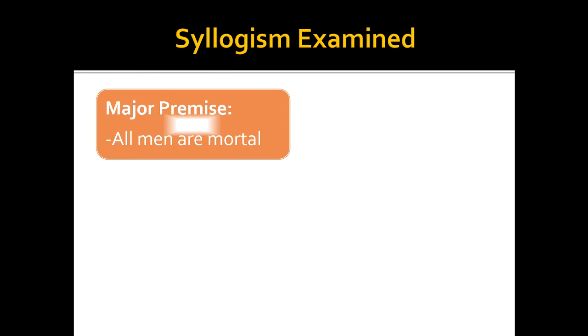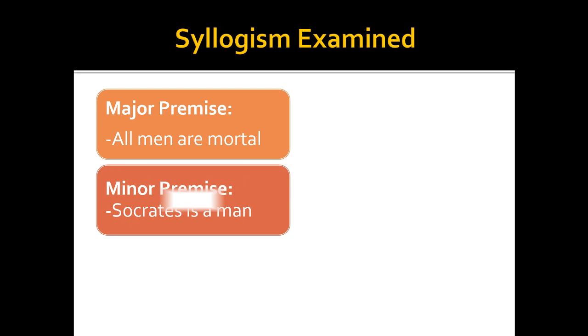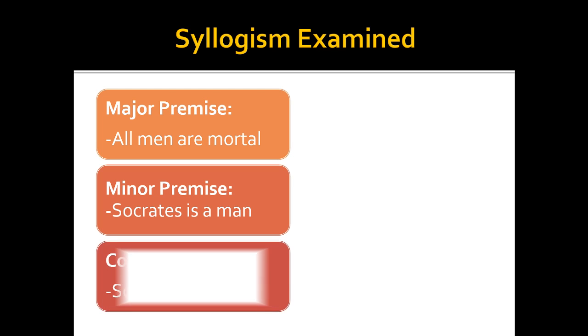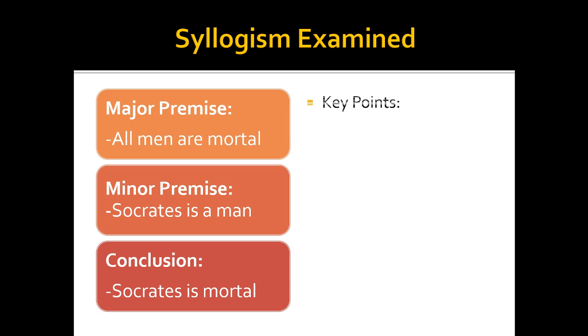So let's break this apart. We have our major premise: all men are mortal. Right? All men are mortal. Our minor premise: Socrates is a man. So what is the difference between a major and minor premise? Well, we'll get to that in a second. But you've probably guessed that the conclusion here is that Socrates is mortal.